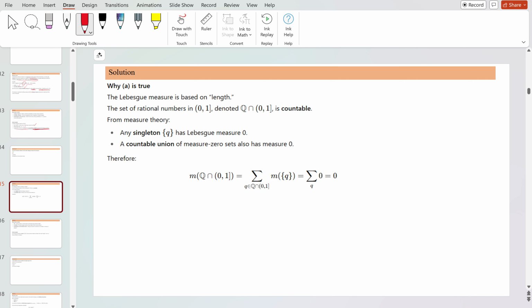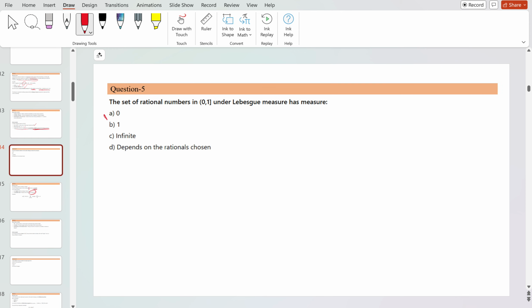The set of rational numbers between 0 and 1, denoted by Q, is countable. From measure theory, any singleton has Lebesgue measure 0, and a countable union of measure 0 sets also has measure 0. So when you take the limit as n tends to infinity of 1 by n, it is going to be 0. Option A is correct.